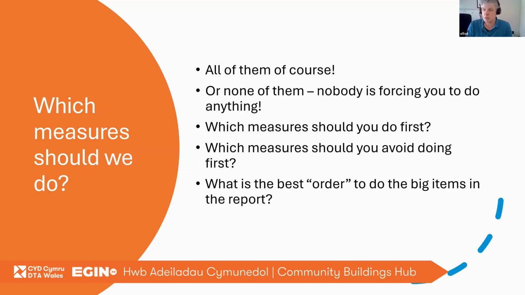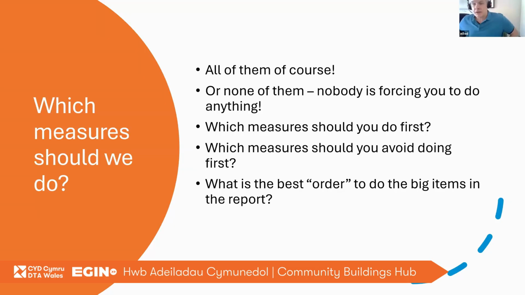You can take the energy report and decide that, for whatever reason, budget, time or effort, you're not going to do any of the things in the report. But if you are going to start, where should you start? What are the things you should do first?